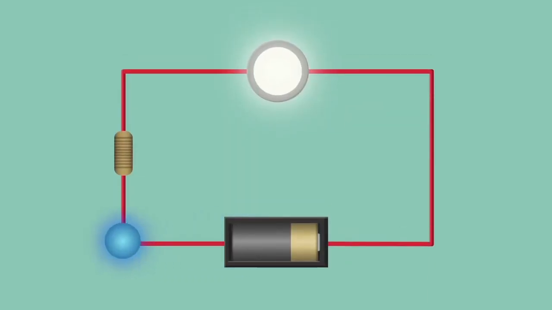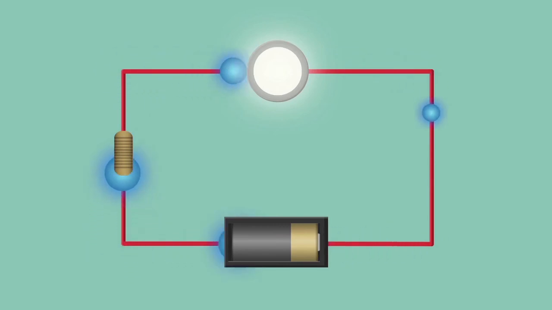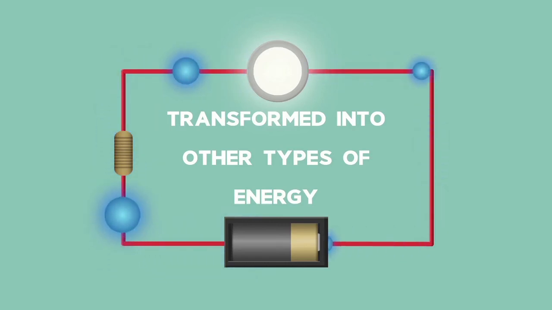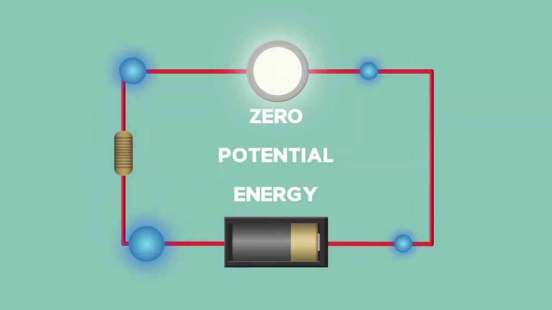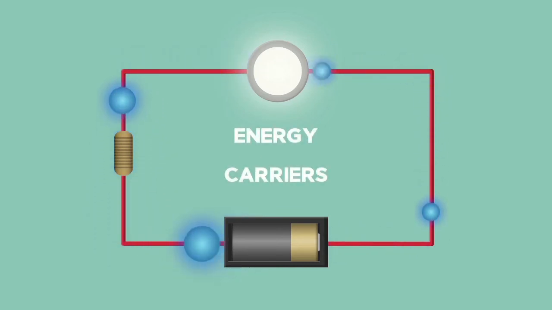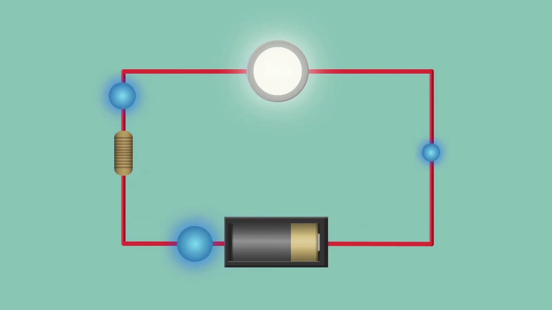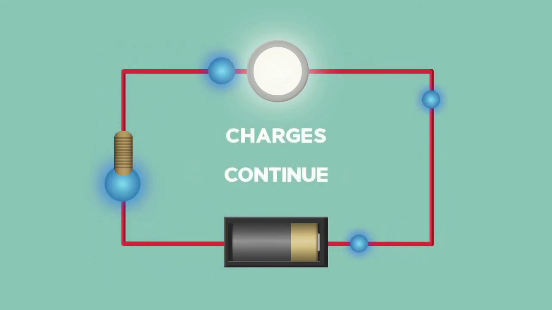The function of the power supply in an electric circuit is to replenish the electrical potential energy of the charges flowing through it. As the charges move around the circuit, their electrical potential energy is transformed into other types of energy in each component. All the charges then return to the power supply with zero potential energy. The charges function as energy carriers within the circuit. The potential energy gained by the charges as they pass through the power supply is lost to the circuit components, but the charges themselves continue around the circuit.